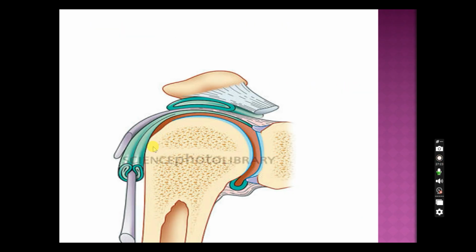Okay, this is the diagram showing the journey of the tendon of the long head of the biceps above the head of the humerus in the laterally rotated condition and descending downwards. So naturally this is going to prevent the upward dislocation. Clear?